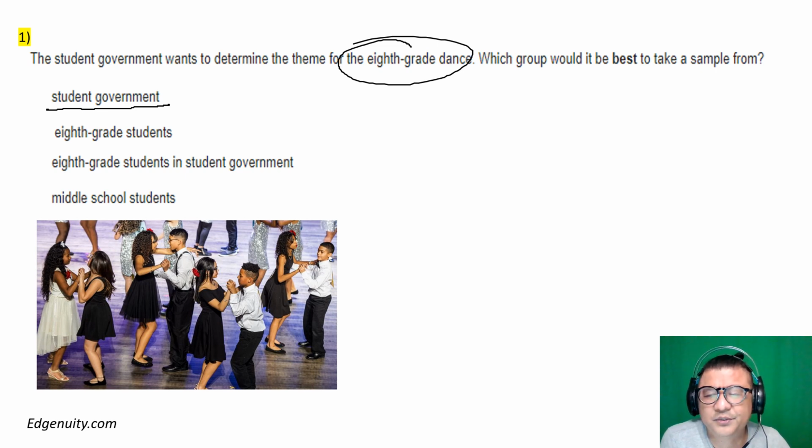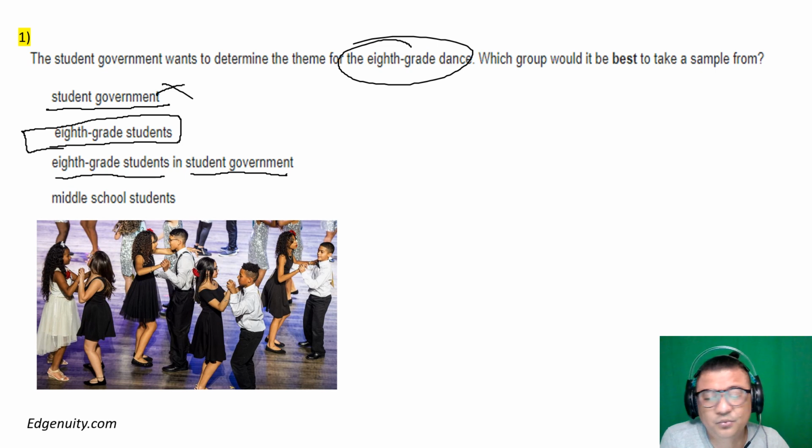Student government will be all of the grades, right? So I don't need to ask the kinder representative or the sixth grade representative. No, I would take a sample from all the eighth grade students. I think that makes sense, right? Eighth grade students in the student government. What if they're not in the student government? Are they represented? No, not you. All the middle school students. No, I don't need the other grades. I only need the eighth grade, not you. So that's our correct answer.